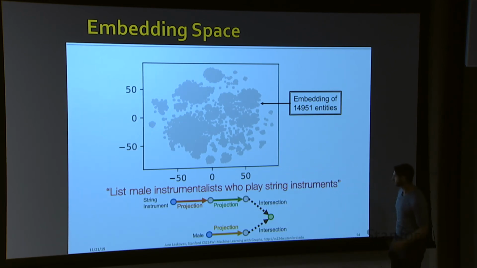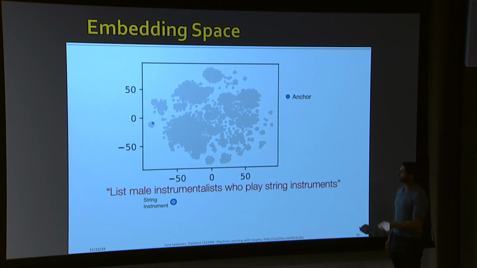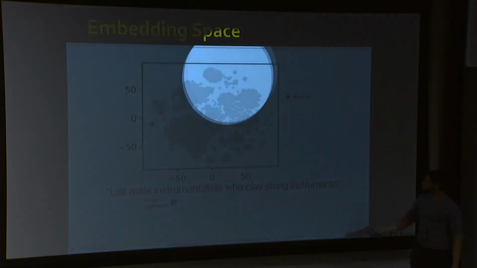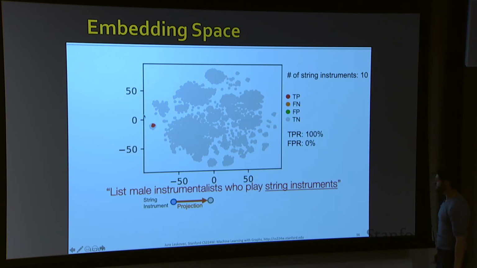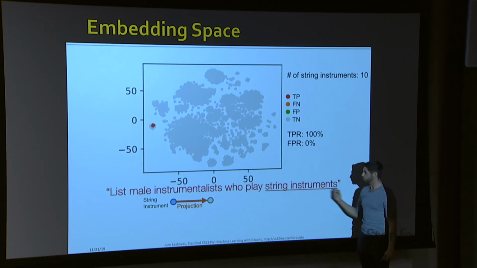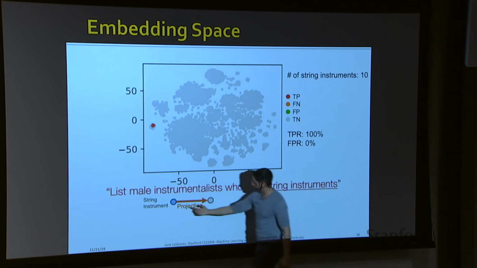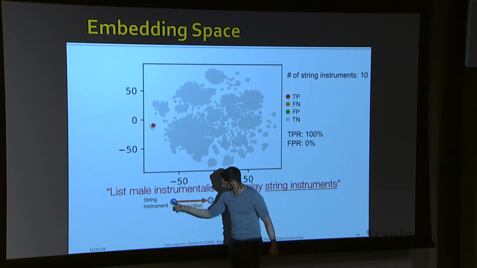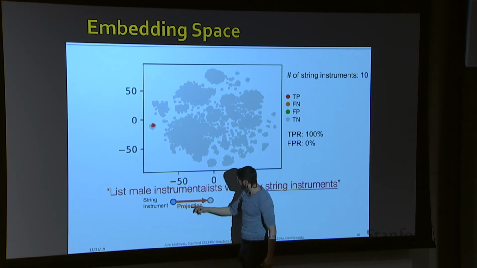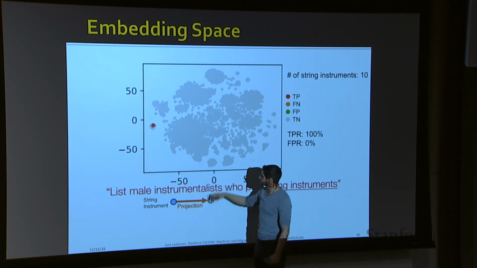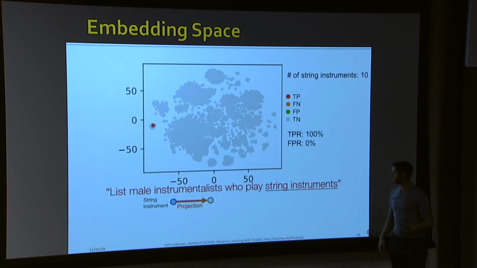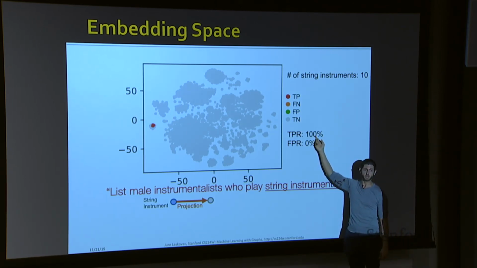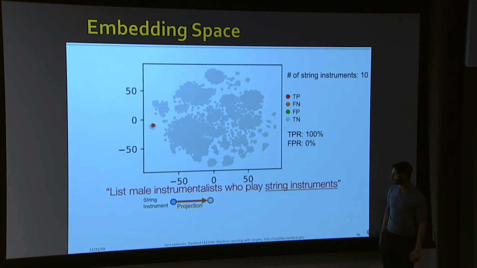How is this going to work? First step, we start from our string instruments. Our small blue node there is our anchor node, okay? So we start from there. And now we take all the string instruments, okay? So we do the projection. We say we have the string instrument node, we take all the instruments that belong to that class, and this is our group of string instruments there. So we get a normal violin, viola, cello, and so forth. And for the performance of this initial query, we get 100% true positive rate, okay? So this query is executed perfectly by Query2Box.